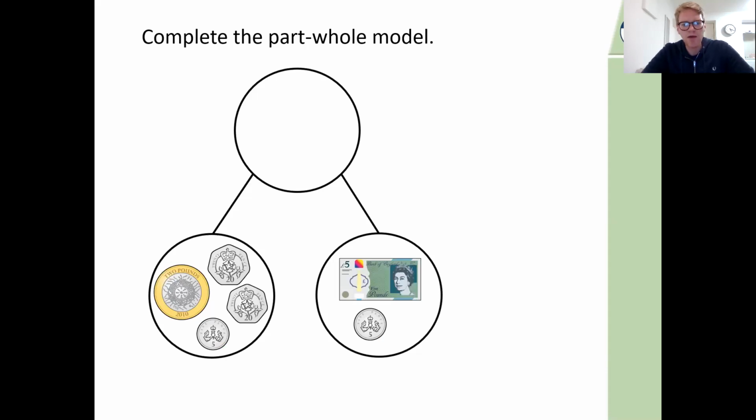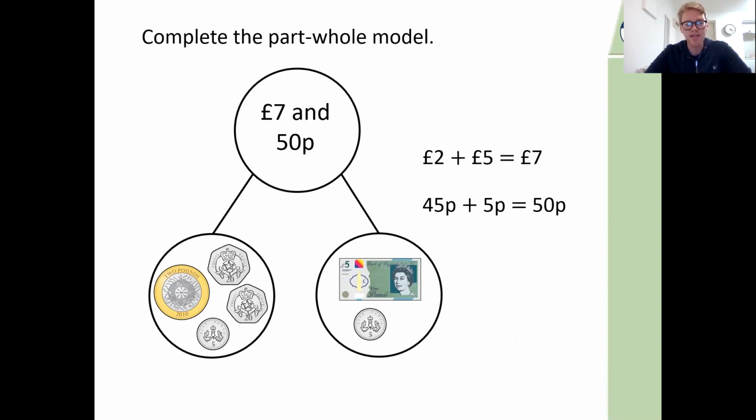Try to do this one without me first of all then. Can you partition this so you're adding up the pounds together and then add up the pence together? Pause the video here and do that for me now. Okay, hopefully you got on right with this. We had £2 plus £5, that's £7. And then our pence, we had 20, 20 and 5, so 45 plus 5, that's 50p. So let's put that back together then. We've got £7 and 50p.